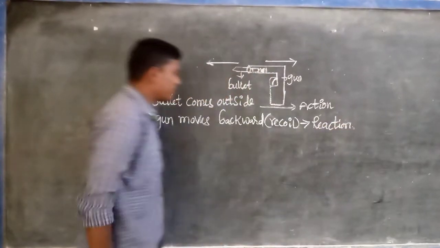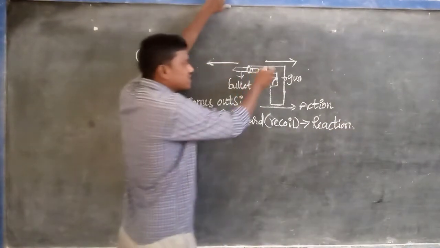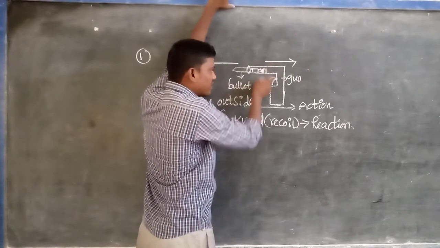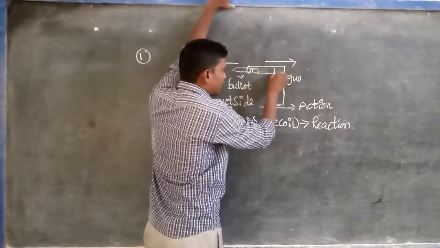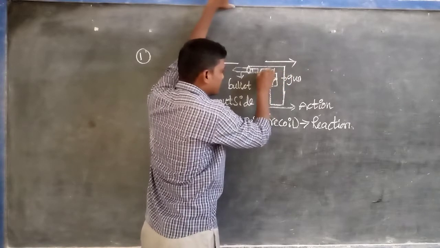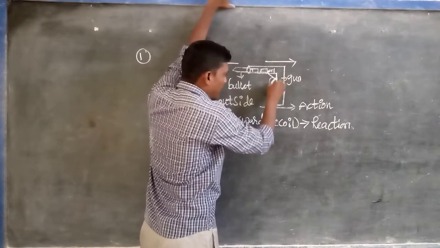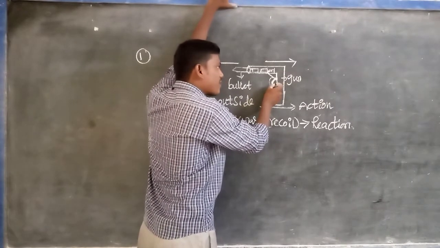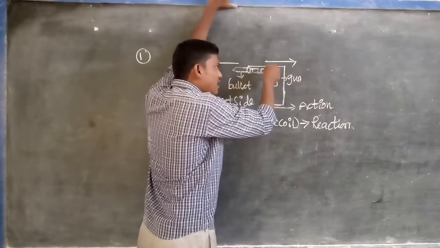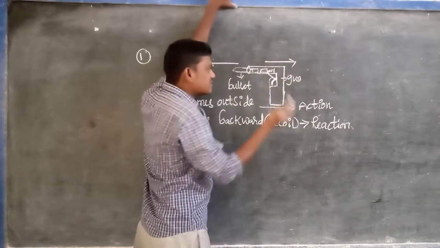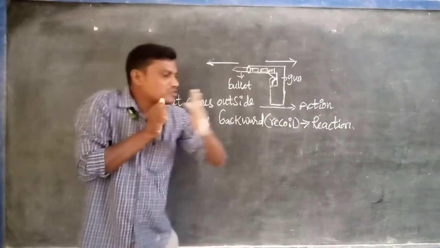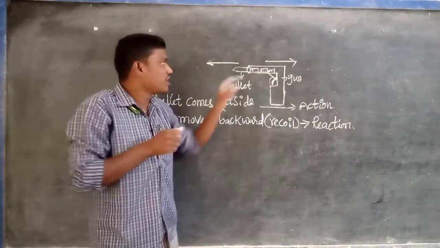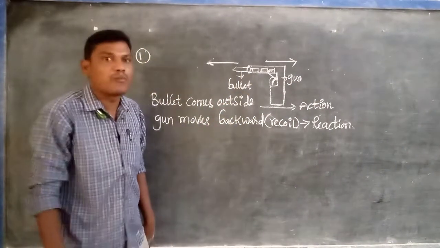So listen very carefully. Inside the gun, a compressed spring is there, connected to the trigger. The bullet is there. If the trigger is pressed, the compressed spring is released and returns to its normal position. At that time, due to the sudden jerk, it applies a force on the bullet.